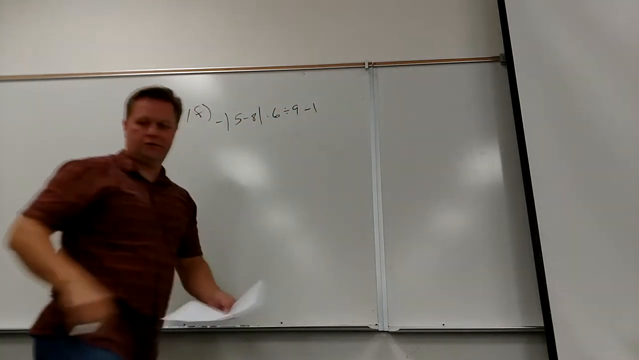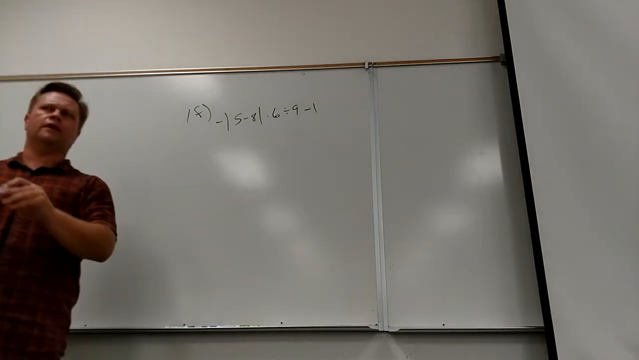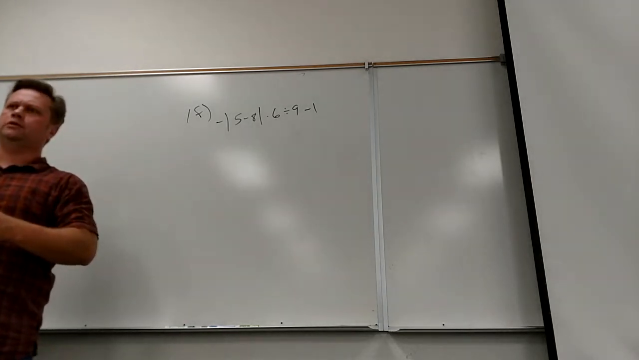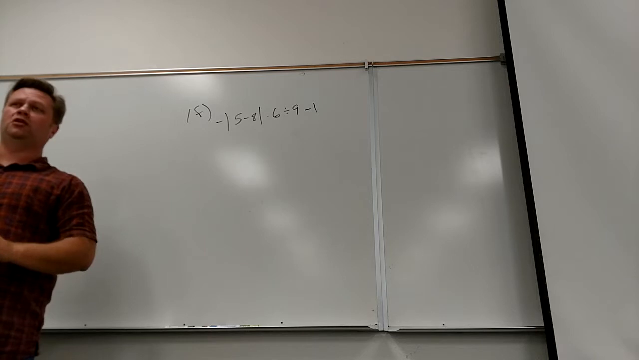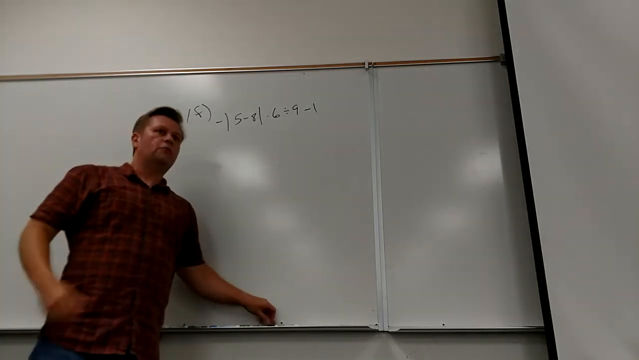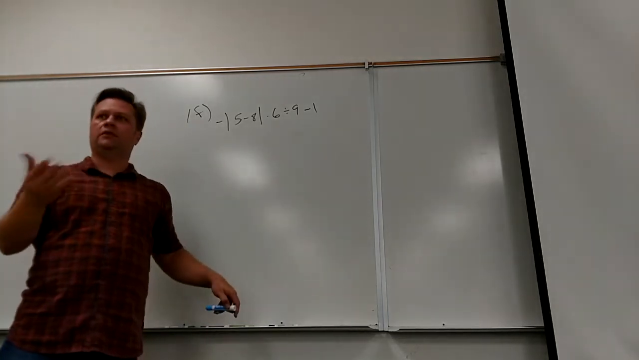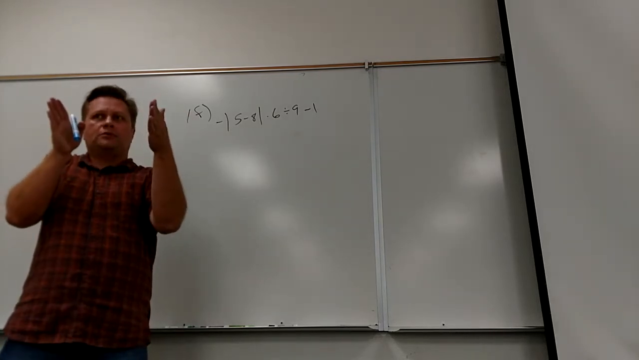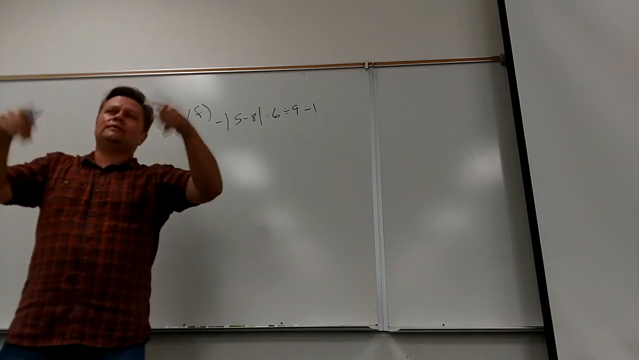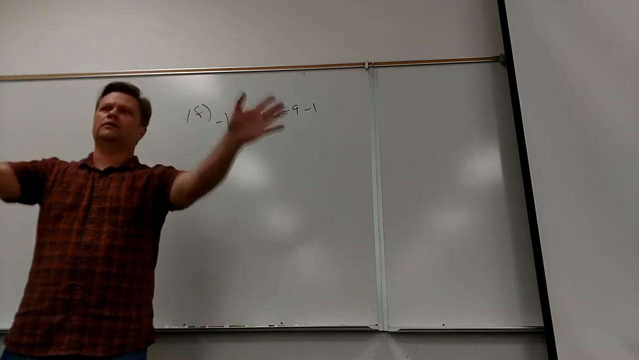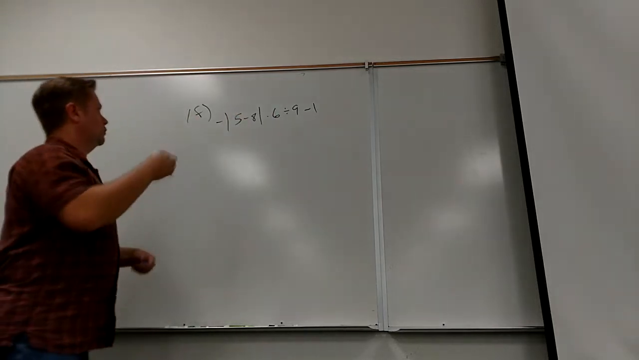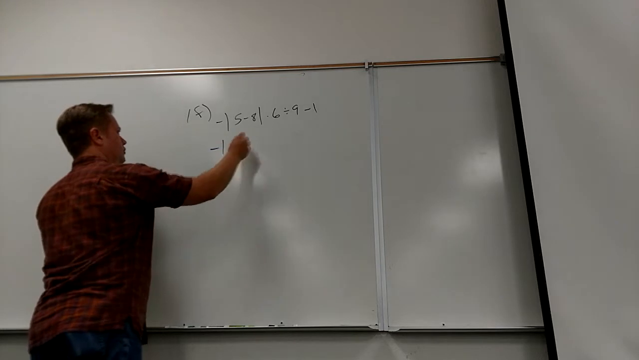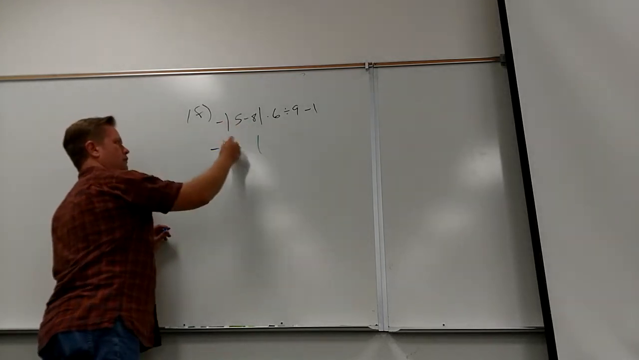All right, what do you do first in this equation? Where do absolute values show up in order of operations? What do they look like? They're parentheses. They're the same place. Parentheses just group things. Absolute values group things, and then they say make the answer positive. So I do inside first. What do I get inside? Negative 3.